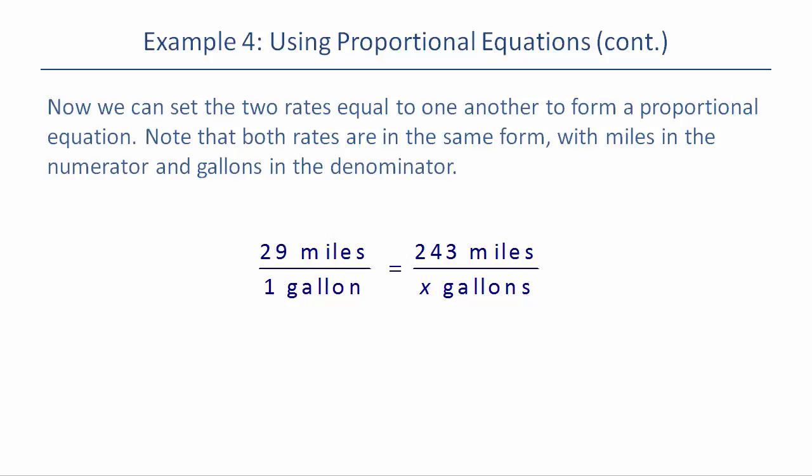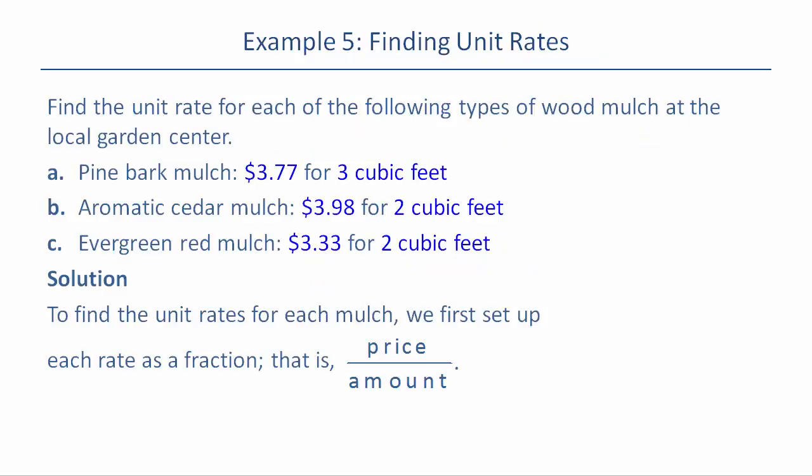Okay, let's see if we can find some unit rates. We're given the price of three different types of mulch in three different amounts, right? 3 cubic feet, 2 cubic feet, 2 cubic feet. And we want to find the unit rate. And why would this be important? Why would we need to find unit rates of these three things?